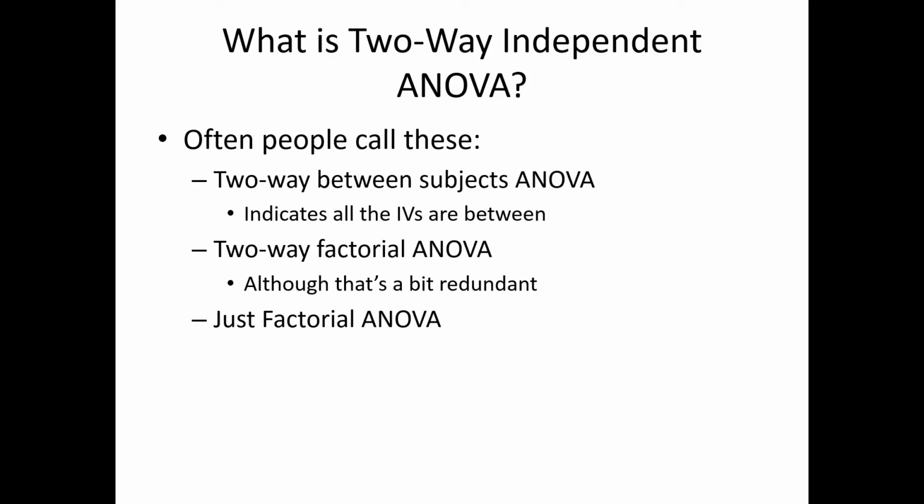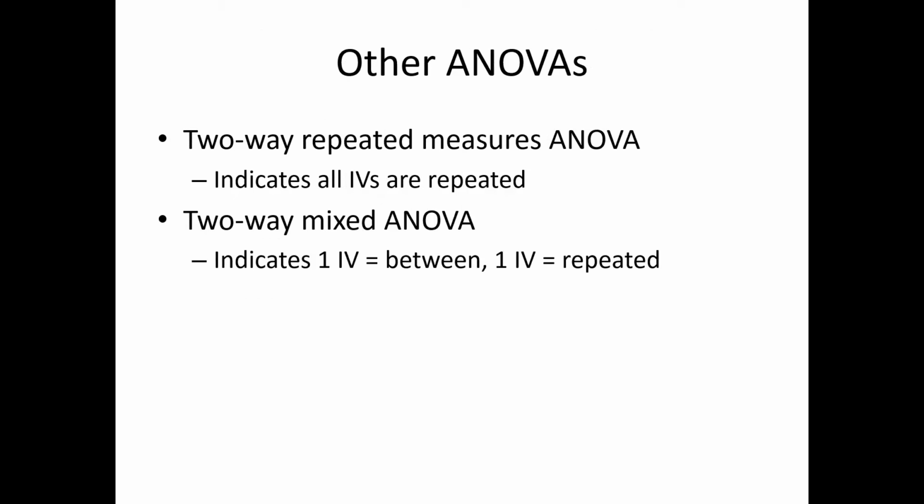And so sometimes people will call this two-way between subjects. Okay, that tells me that there's two IVs and they're all between subjects, which is nice. You can call it a two-way factorial ANOVA, but that's really redundant because two-way automatically makes it a factorial design. Or I can call it just a factorial ANOVA, which is probably the least amount of information that you could get in this scenario. We could also do two-way repeated measures ANOVAs, which indicates that all of the IVs are repeated, so everyone is in every condition. We could do a mixed ANOVA, which is one independent variable is between and one is repeated.